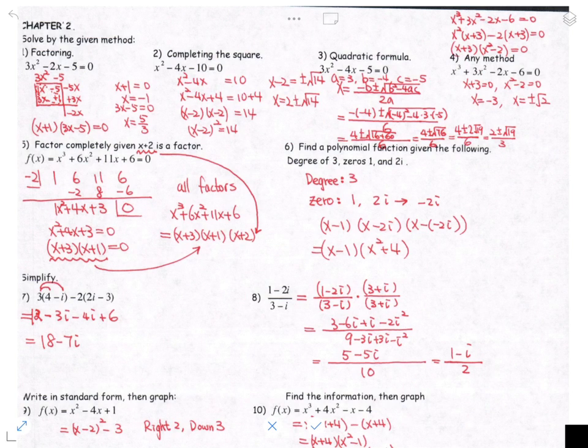Chapter 2. Solve by the given method. Number 1, you are asked to do the factoring. If you like to use the factoring fish method, make sure you put it on the factor fish. Put the quadratic, which is 3x squared, at the front, and the constant second. What numbers make up 3x squared? I have 1x times 3x. For -5, I can try -1 times 5 or -5 times 1.